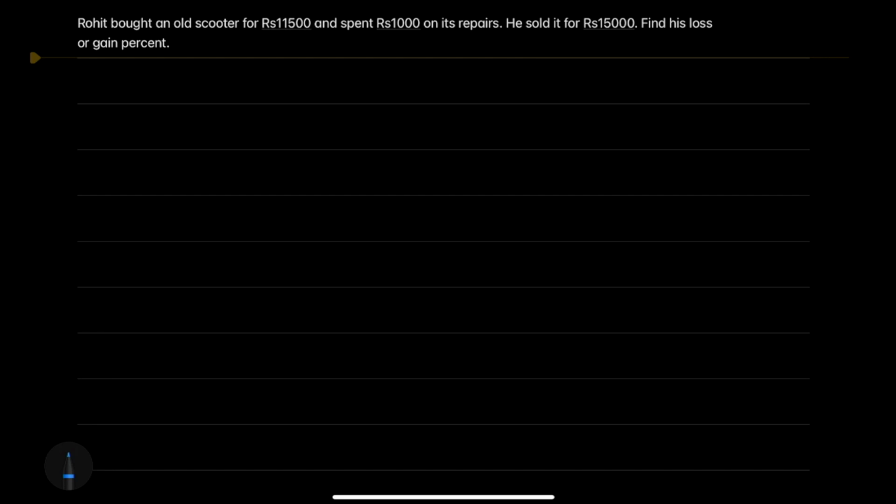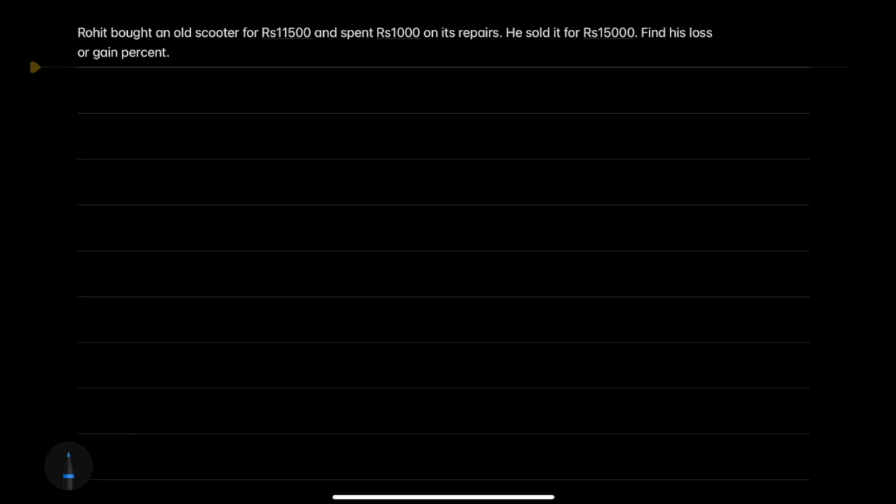Let's try another example. So say Rohit bought an old scooter for 11,500 rupees and spent 1,000 rupees on its repair. And he then sold it again for 15,000 rupees. Find his loss or gain percentage. So here we have an interesting thing. We have the original cost price, which is 11,500. We also have an overhead, that is 1,000 rupees. And then we have a selling price of 15,000 rupees.